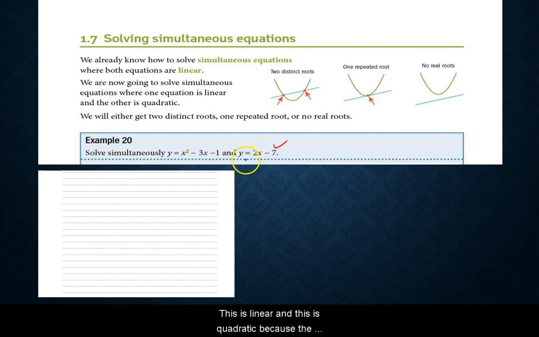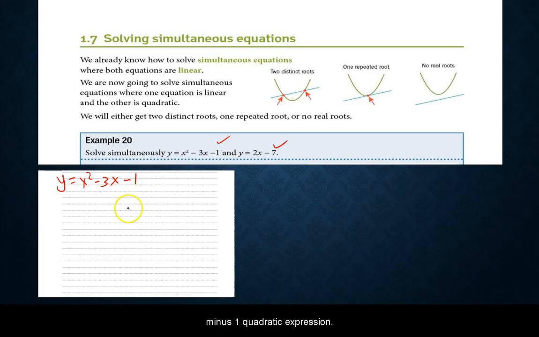This is linear and this is quadratic because the coefficient of x is 2. So we have y equals x squared minus 3x minus 1, a quadratic expression. And then we have the second one, where y is equal to 2x minus 7. So how are we going to solve that? Now pay attention to the step by step. Again, the y values must be the same, so let's equate these two equations or expressions.